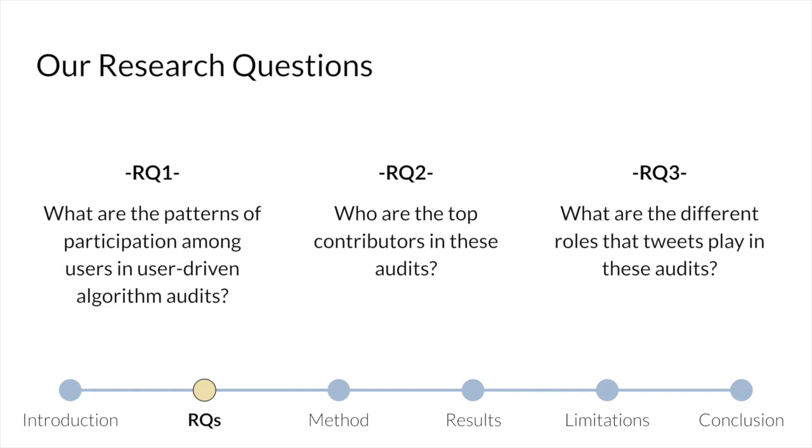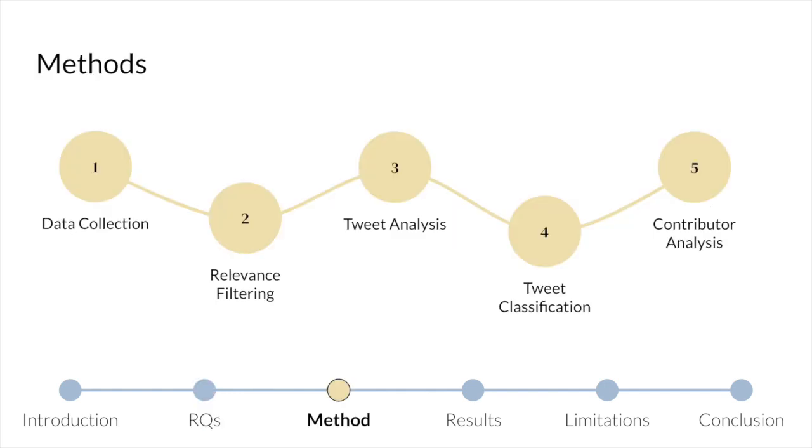What are the patterns of participation among users in user-driven algorithm audits? Who are the top contributors in these audits? And what are the different roles the tweets play in these audits? To answer these questions, we conducted the following methodology. We collected Twitter data on our 4 audit cases, conducted a qualitative analysis to develop a coding scheme, built a classifier, and then analyzed who the contributors were of our 4 cases.